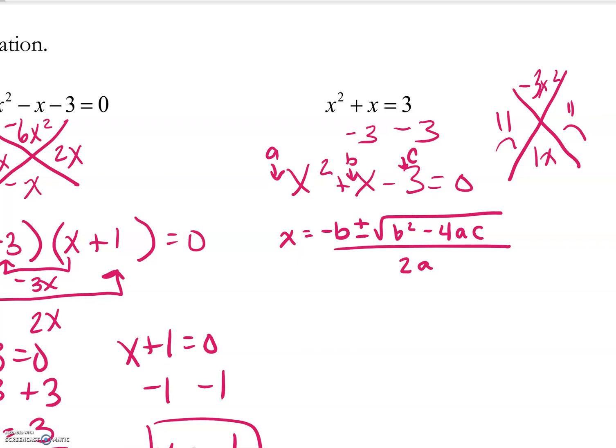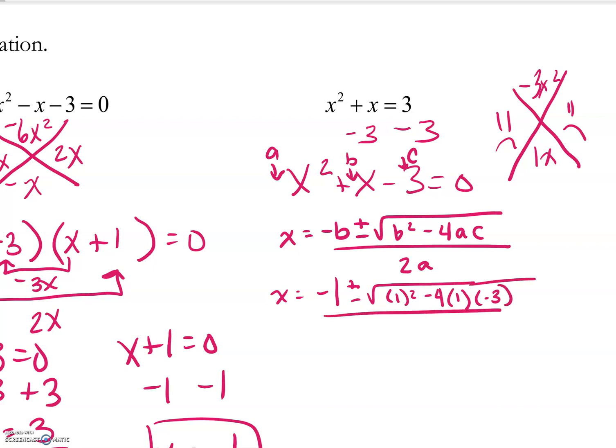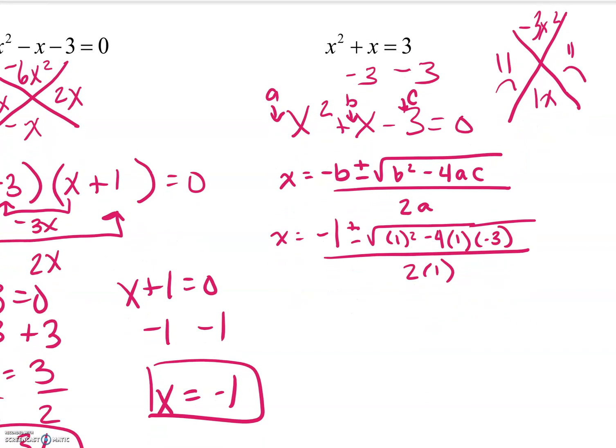So we're going to go ahead and try to fill in our quadratic formula. For opposite b, in this equation my b value is 1, so I would put negative 1 plus or minus the square root of b squared, so 1 squared, minus 4 times a, which is 1, times c, which is negative 3, all over 2 times a, which is 1. Now we just work on simplifying.